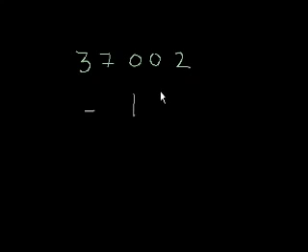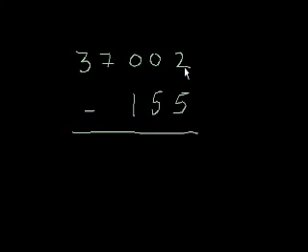isn't as easy. You have to actually borrow from a couple of places. Let's say I had 37,002 minus, let's say I had 155. So it's the same drill. So this 2 is less than 5, so you have to borrow. So this 2 will become a 12.